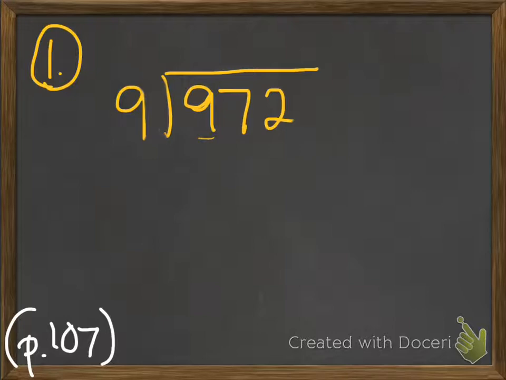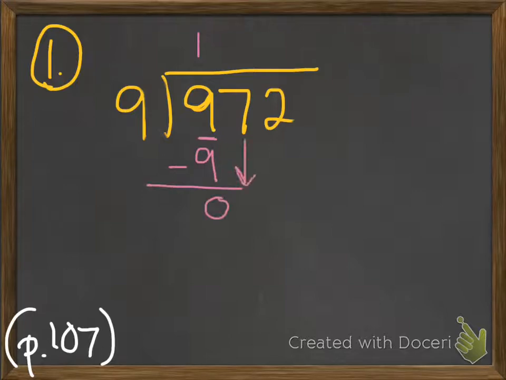972 divided by 9. We're not going to worry about estimating this time. We're just going to find the actual quotient. So let's start with the very first place value. We have the hundreds place. 9 divided by 9. Can you do that? Sure you can. 9 divided by 9 is 1. 1 times 9 is 9. Subtract. 9 minus 9 is 0.